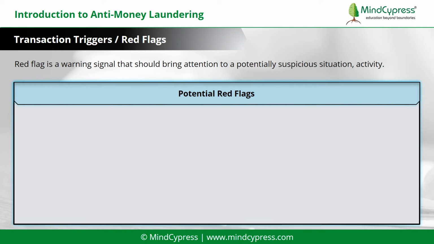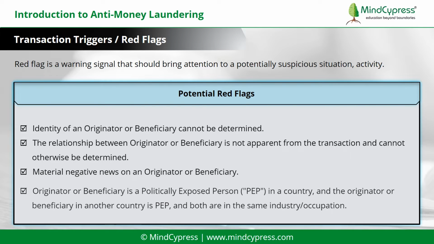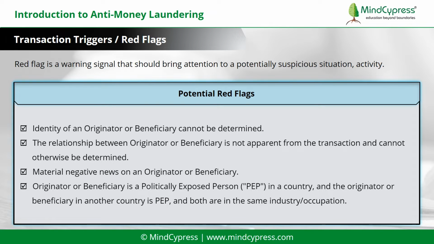Potential red flags. Identity of an originator or beneficiary cannot be determined. The relationship between originator or beneficiary is not apparent from the transaction and cannot otherwise be determined. Material negative news on an originator or beneficiary. Originator or beneficiary is a politically exposed person, PEP, in a country, and the originator or beneficiary in another country is a PEP, and both are in the same industry or occupation.